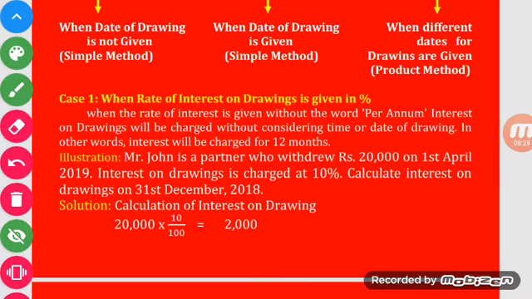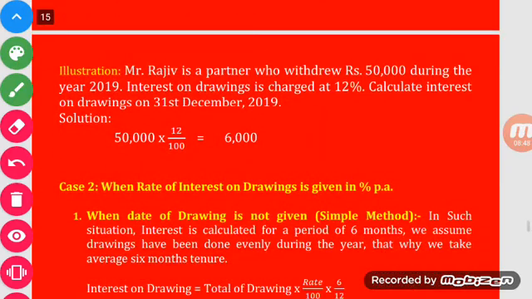So here, the calculation of interest on drawing: 20,000 is the amount of drawings into 10 upon 100. Time period will not be considered for calculation of interest on drawing in such a situation. So your answer will be 2000. Understand? The second condition, the second example here, Mr.